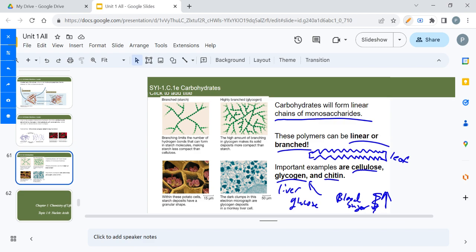Chitin right here is going to be found specifically in exoskeletons. If you think about crabs or lobsters, or if you think about insects, they have a crunchy outside that's made out of chitin, which is primarily made out of those carbohydrate sequences.